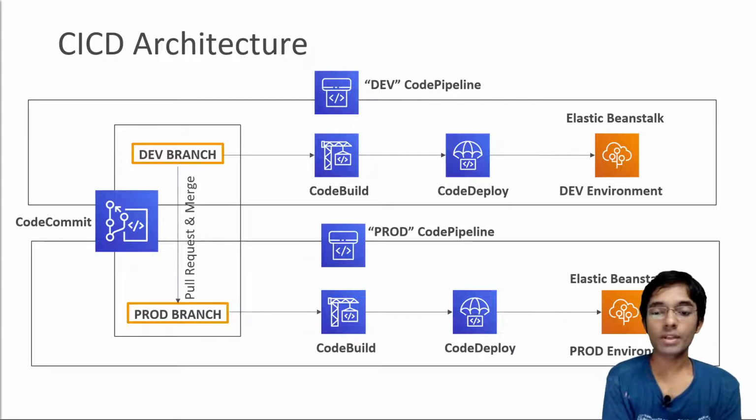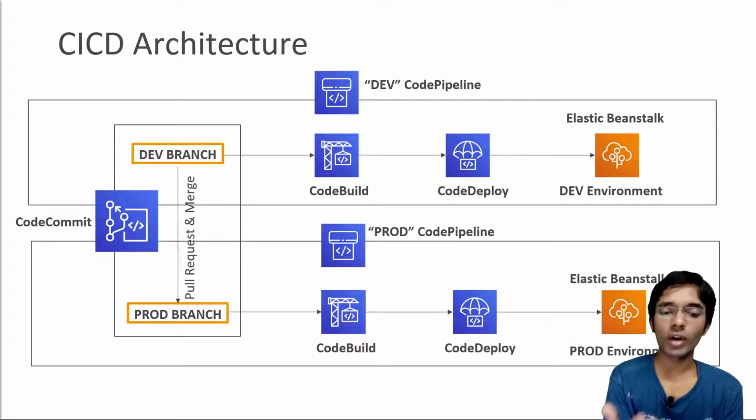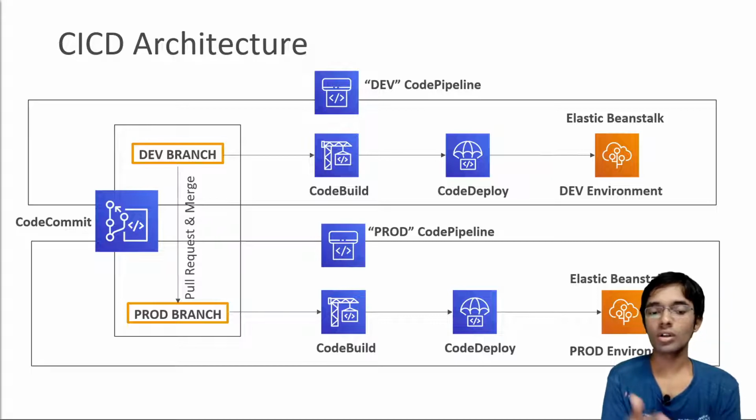A branch is basically a version of the code that's independent from another branch, and it could even be a feature branch. And so while you do development, you are going to be modifying the development branch, and then when you are done, you are going to merge the changes from the development branch into the production branch.